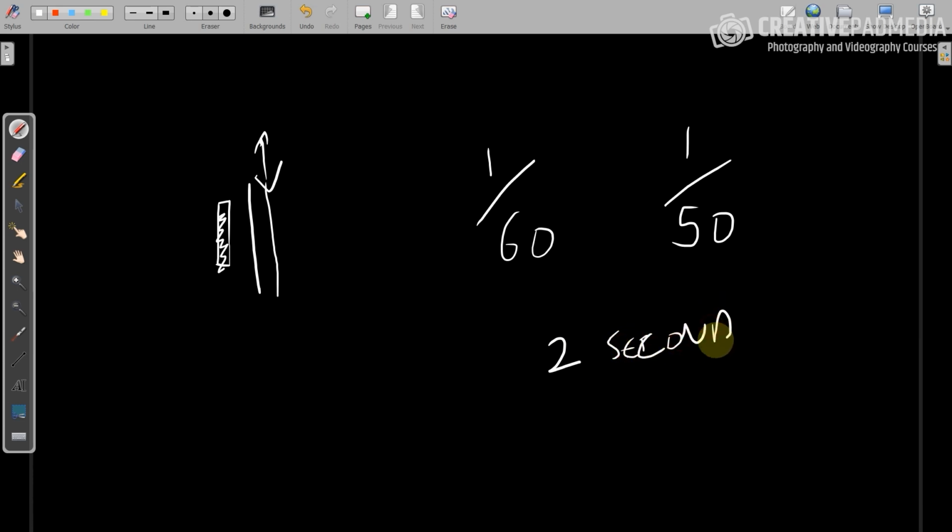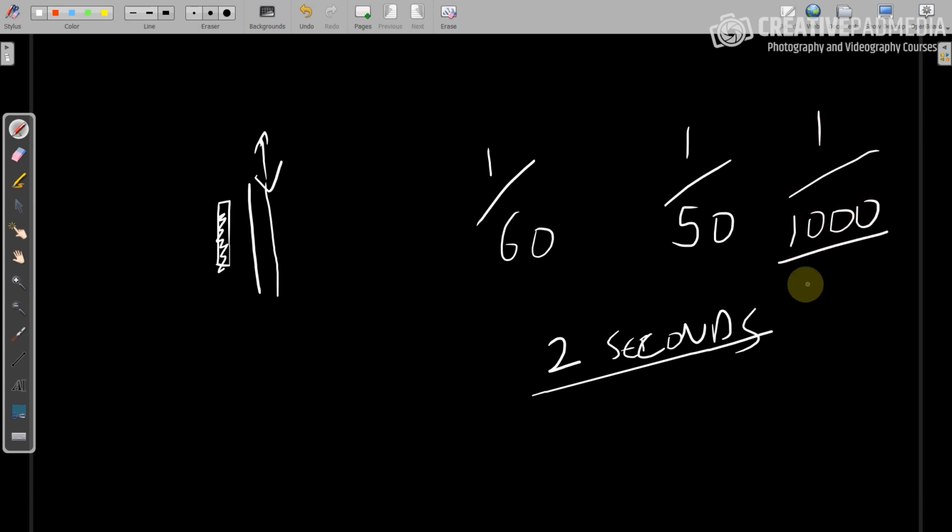So it doesn't always, as you're going to find out later, have to be in fractions. We can even have a very slow shutter speed. So these are called slow shutter speeds, and something like 1 by, let's say, 1000 is called a fast shutter speed, right?